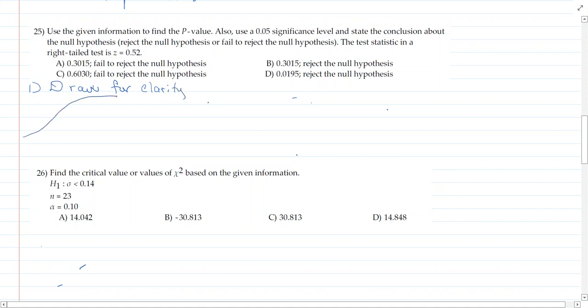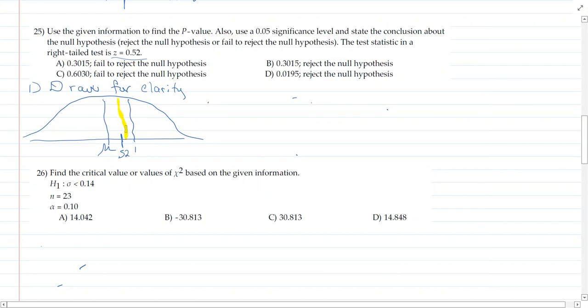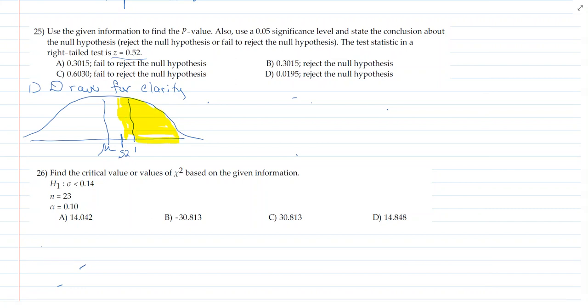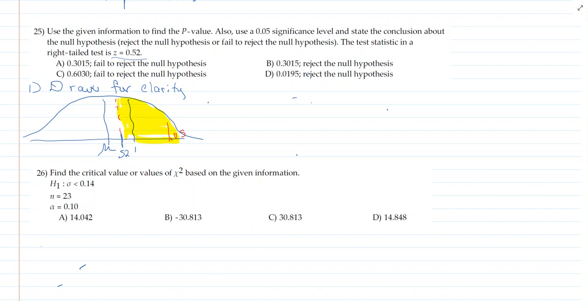All right, so I've got this curve right here, and I have Z is 0.52. If we're doing a Z, it's usually a mu at the center, so this is 1, and right here is 0.52. Somewhere right here is our Z-score of 0.52. So we want to know this area right here. Even by drawing it, we're going to see that we already know what's going to happen here. So we want this area, and then we have this 0.05 area at the right tail that we're comparing it to. So we're going to do an inverse norm.